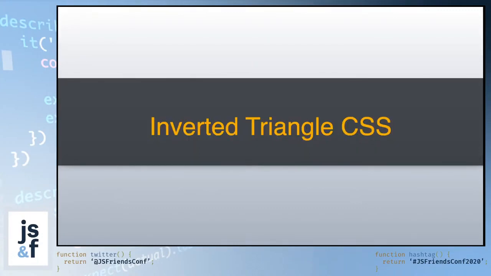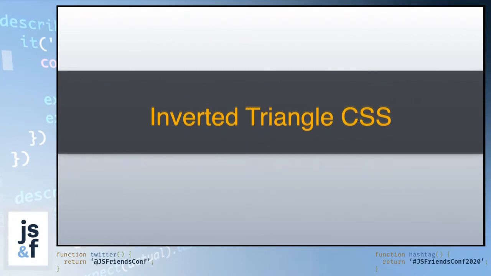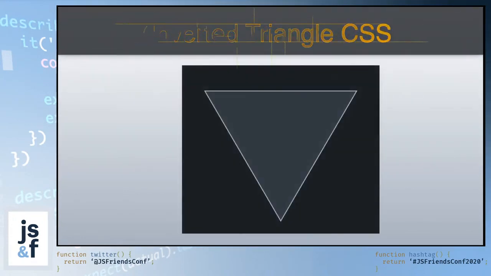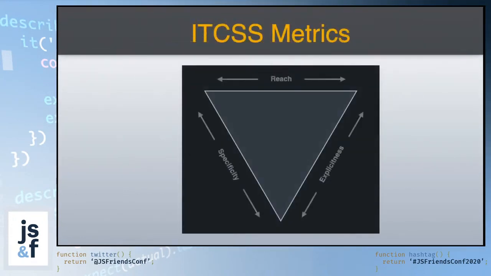So another option and another strategy is called Inverted Triangle CSS. This one was coined by Harry Roberts, and he recognizes it as one of the best approaches to build maintainable CSS by making sure the application of styles flows consistently. When he coined ITCSS, he defined 3 key metrics: reach, specificity, and explicitness.